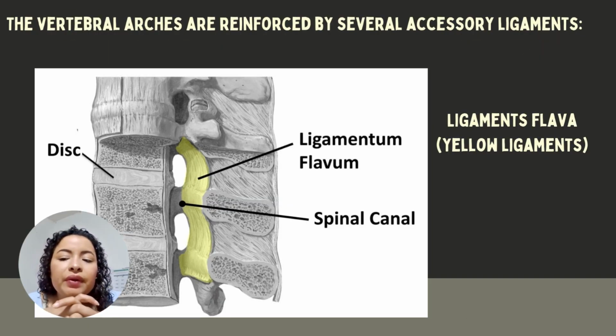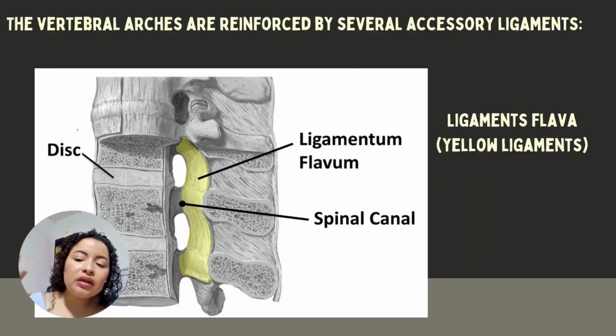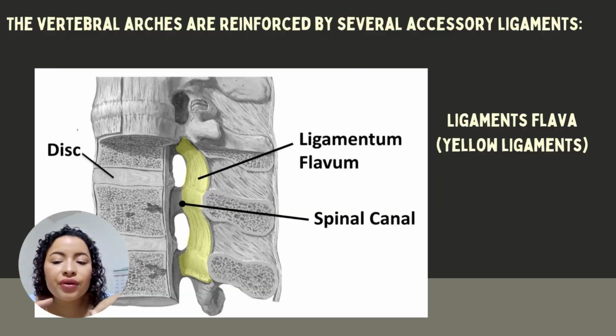Adjacent vertebral arches are connected by synovial joints called zygapophyseal, or facet, joints. They form between the superior and inferior articular facets. These joints facilitate flexion and extension of the cervical and thoracic spine. They also allow rotation movements in the thoracic spine.